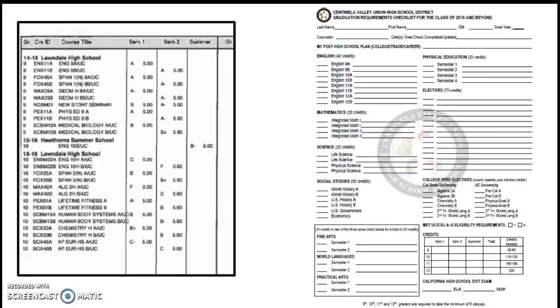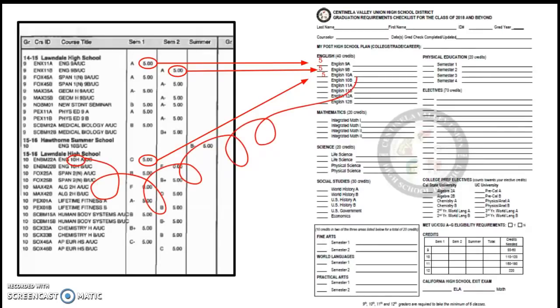Go ahead and take a look at your transcript and put your grad check next to it. Let's start with English. Find your English 9A and English 9B courses. If you received 5 credits, fill in the 5 credit mark. Now, take a look and see if you have any honors-specific courses. If any of your courses are honors or have a specific title, go ahead and add it in as well. You're going to return to this later, but this should get you started.